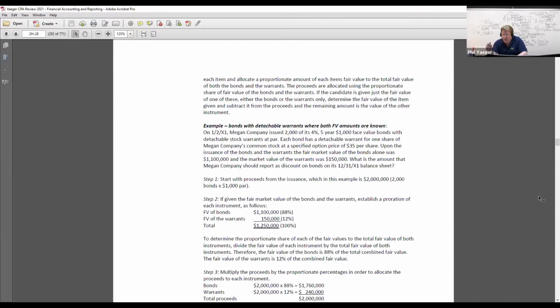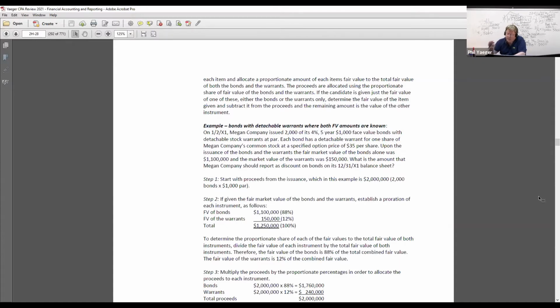Now let's assume that on 1/2X1, Megan issued 2,000 5-year $1,000 bonds with detachable stock warrants at par. Each bond has a detachable warrant for 1 share of Megan's common stock at a specified option price of $35. Upon the issuance of the bonds and the warrants, the fair market value of the bonds alone was $1,000,001, and the fair market value of the warrants was $150. Don't we do a lot of proration accounting based on relative fair market values? We do that.